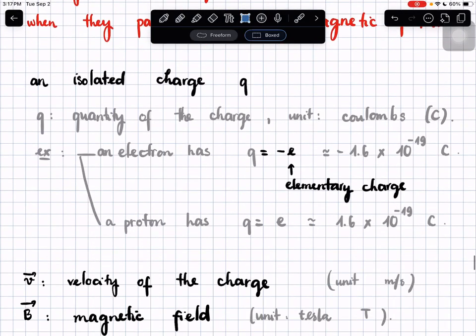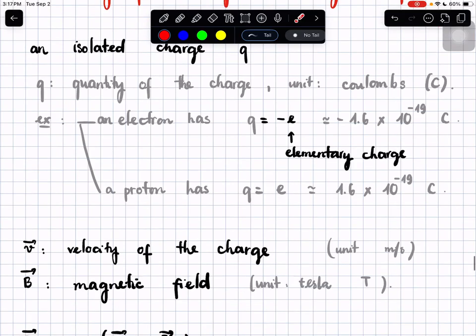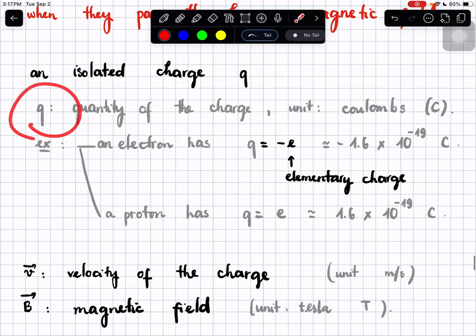Assume that we have Q, the quantity of charge, so the unit is coulombs. For example, an electron has Q equal to minus the elementary charge, so minus 1.6 times 10 to the minus 19 coulombs. A proton has Q equal to exactly e, the elementary charge, so 1.6 times 10 to the minus 19 coulombs.